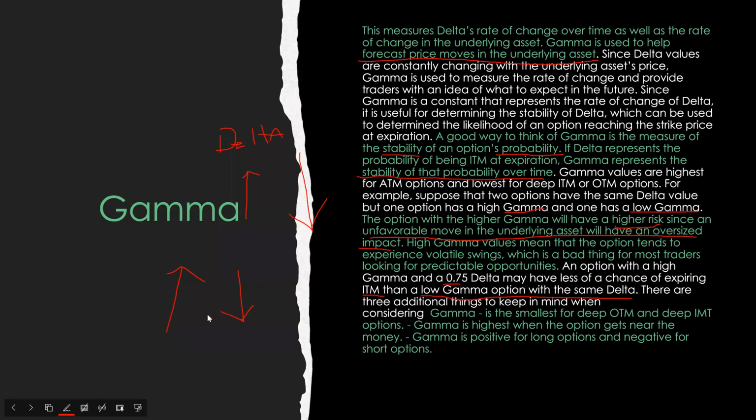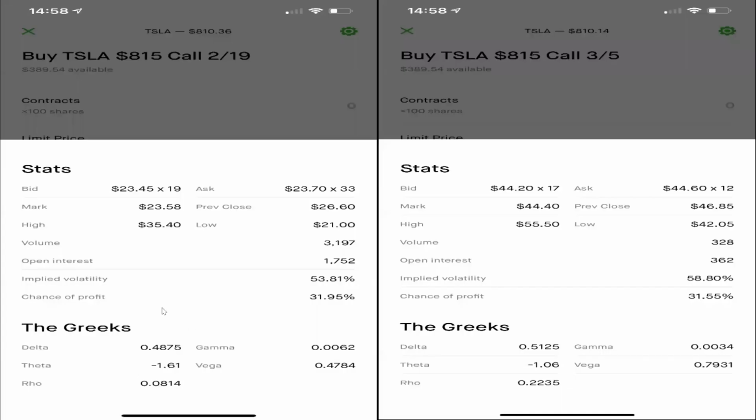So let's take a look at the gamma. So we can see here on the 219 expiration on the left of Tesla, right? The gamma is at a 0.0062. So we got a 0.62 gamma. So that means there's like a 62 reading on this, that this is not very stable. This delta is not very stable. So this delta could change rapidly based on if it's going to reach the strike price of 815 or not. So if we're going to go plus $5 by that expiration date.